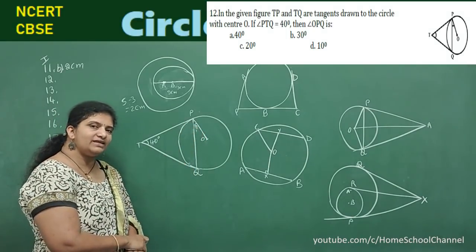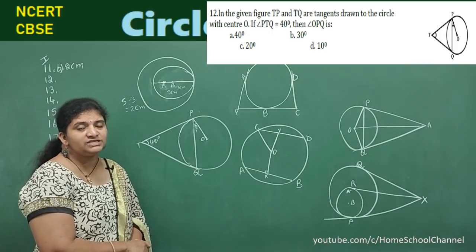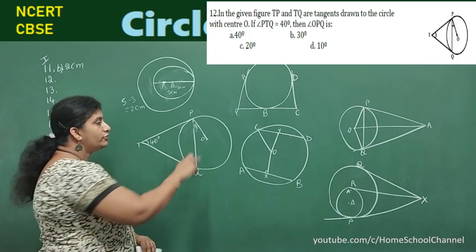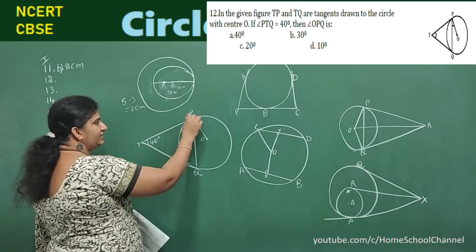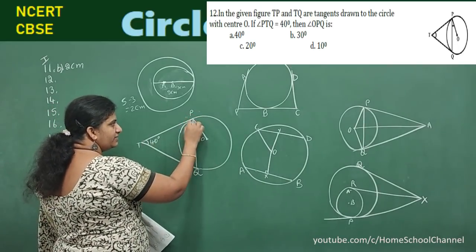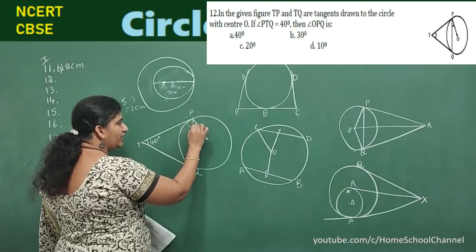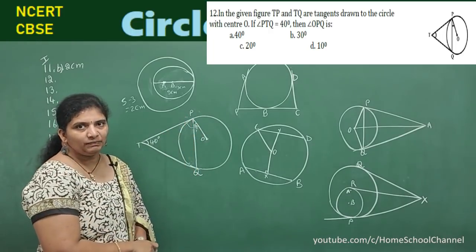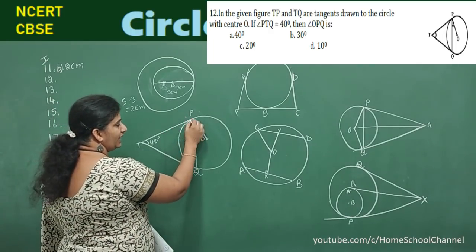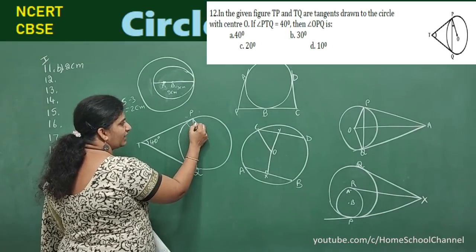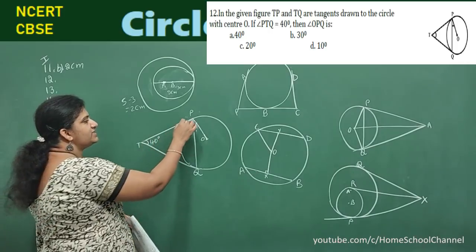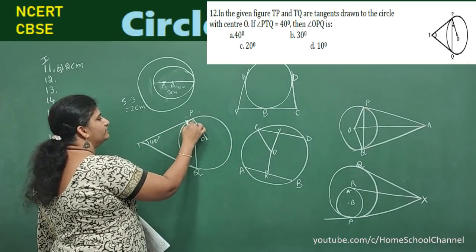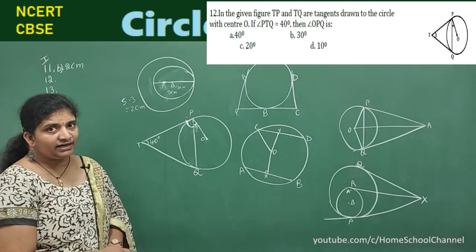By theorem, we can say that a tangent is always perpendicular to the radius through the point of contact. Okay, this is a tangent and OP is a radius. From here to here it will be 90. But I don't want the complete 90 degrees, I need only this angle. So in order to find that angle, first we need only this angle. How can we find that angle?